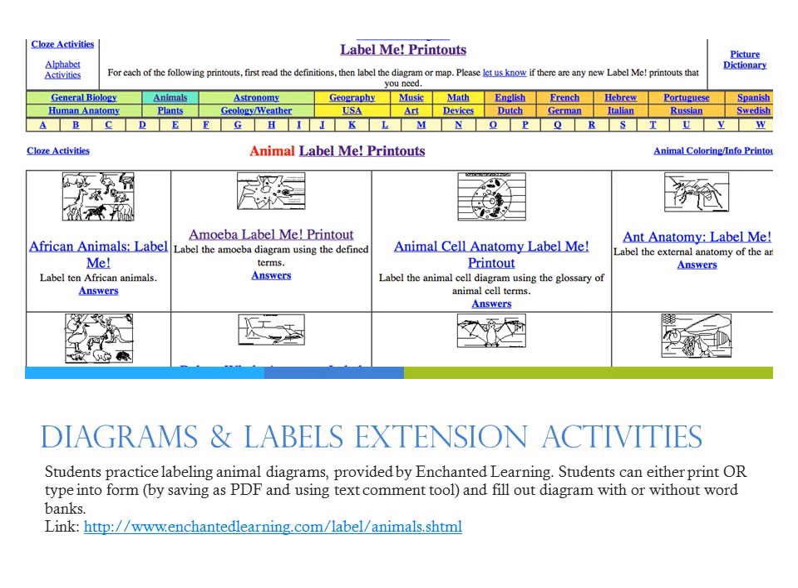Another extension activity is practicing labeling animal diagrams. There are dozens of examples available at Enchanted Learning. Students can either print them out or type on them, by saving them as a PDF and using the text comment tool. These printouts can be used with or without word banks, which is great.